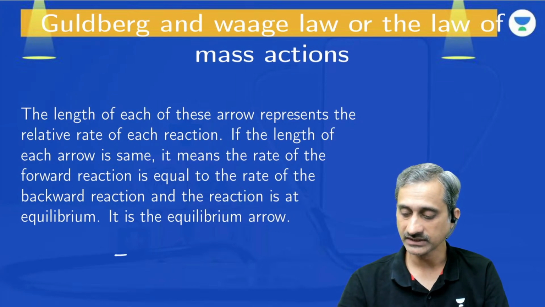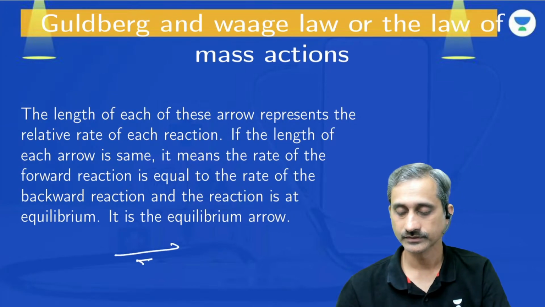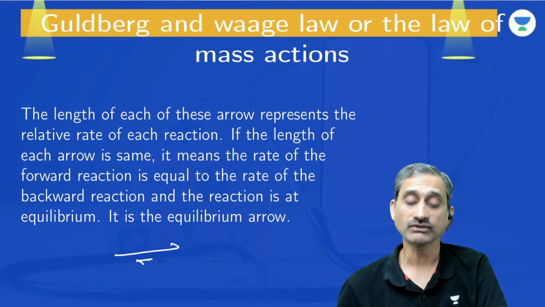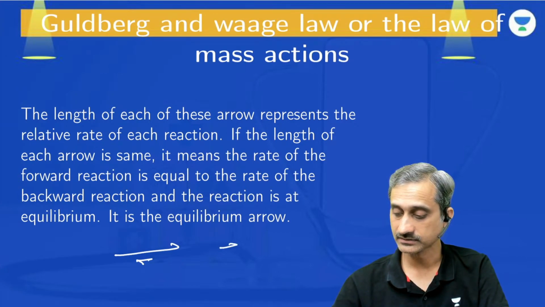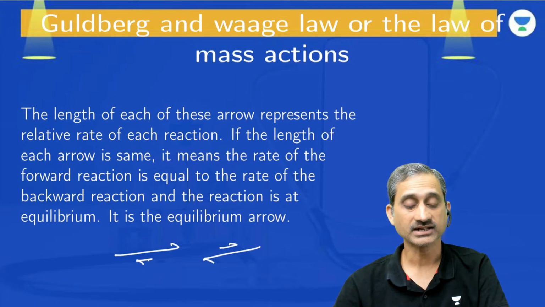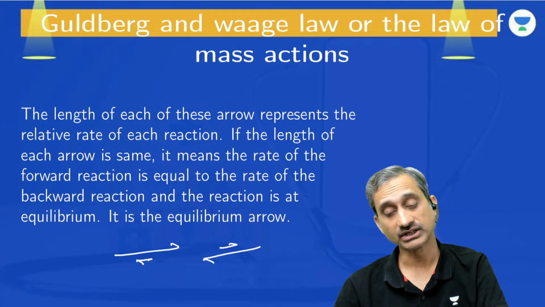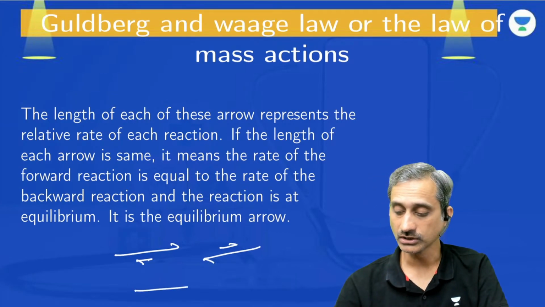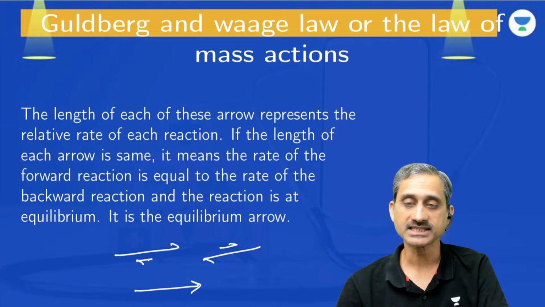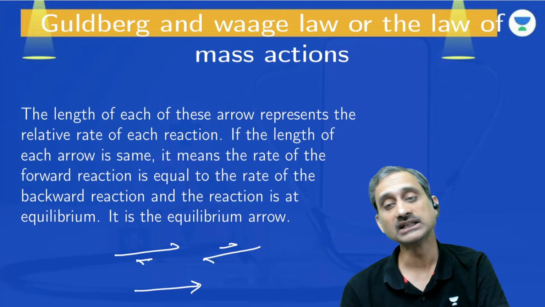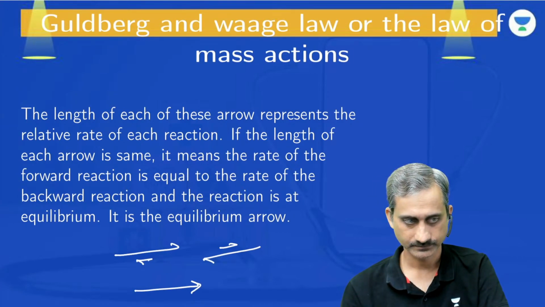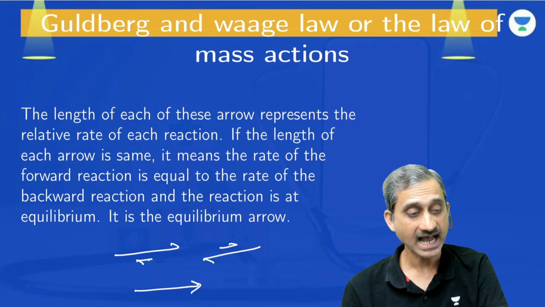Be very clear, we can even have a reaction like this, which says that the rate of the forward reaction is much higher than the rate of the backward reaction. We could even have it like this, which says the rate of the backward reaction is much higher than the rate of the forward reaction. And this arrow simply says that the backward reaction is so slow that it can be considered that only the forward reaction is taking place. So even arrows tell you a lot.